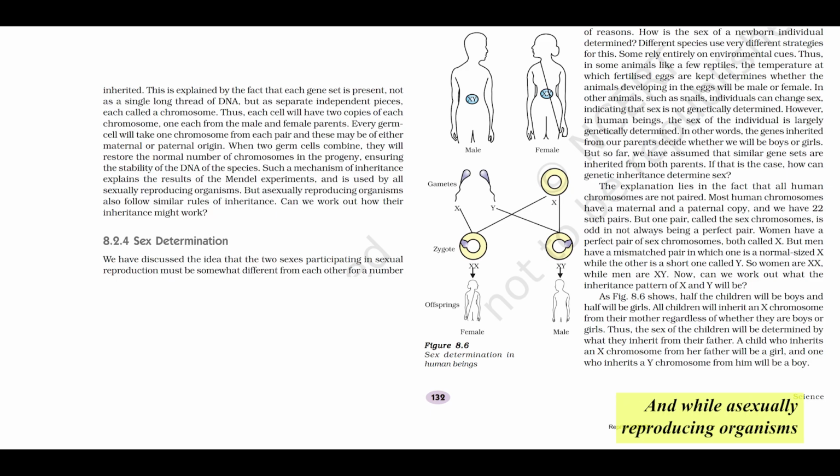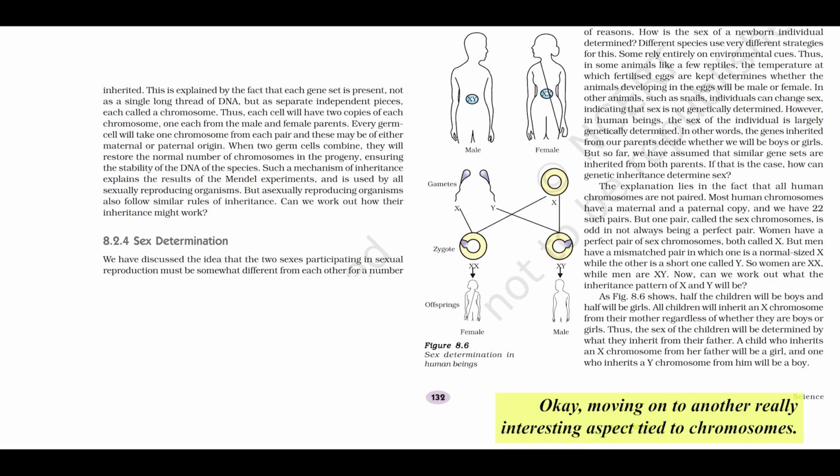And while asexually reproducing organisms don't do meiosis, they still pass on traits. Their variation comes mostly from mutations during DNA copying, which are then passed directly to clones. It's efficient for stable environments, but lacks the massive reshuffling power of sexual reproduction. That clarifies the whole chromosome picture.